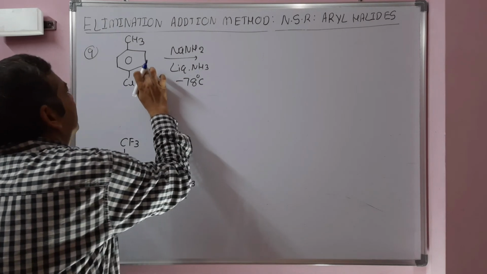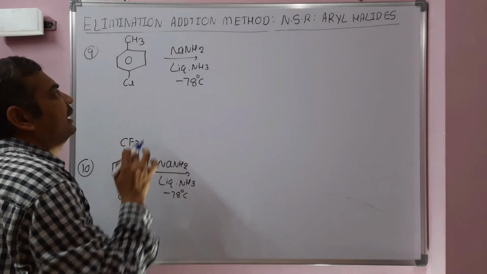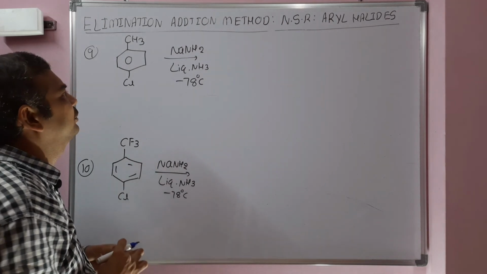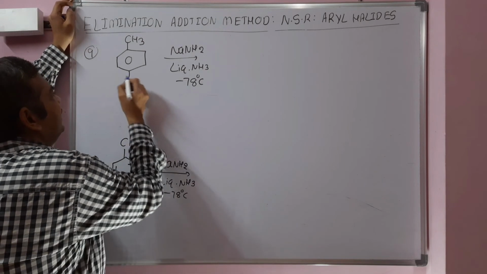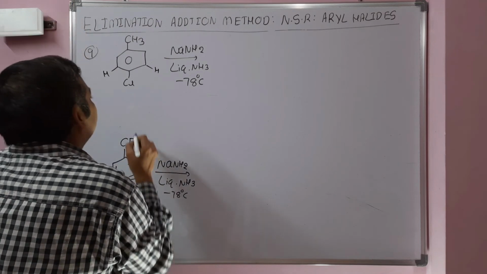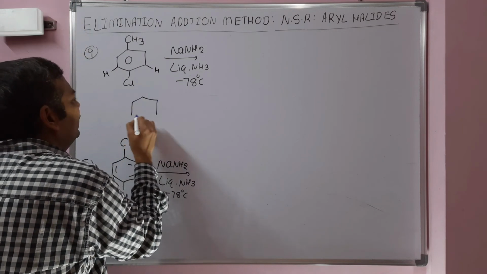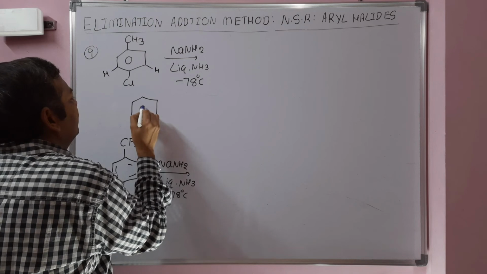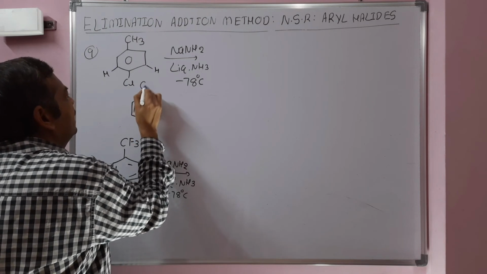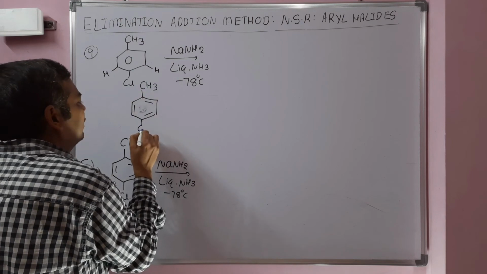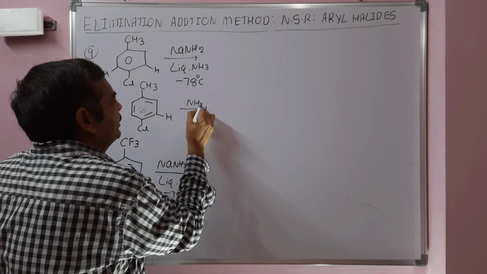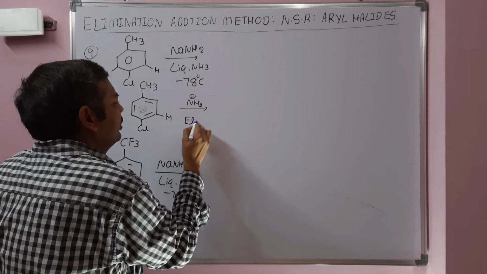In both cases, beta hydrogen is available and the reagent is sodamide in liquid ammonia. It will undergo nucleophilic substitution reaction. So in the first case, both hydrogens are similar. That means it will form a benzyne intermediate at either of the positions. Okay, I will write like this. Here the benzyne intermediate will be obtained from either direction. In the first step, this is the elimination step.